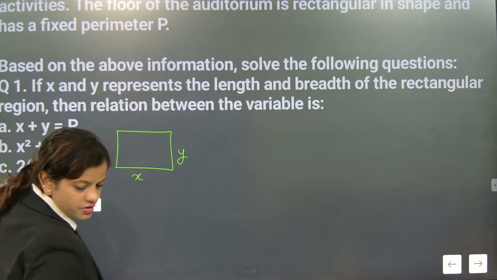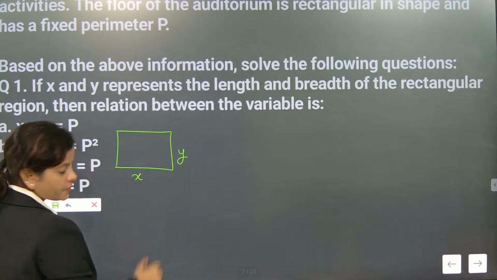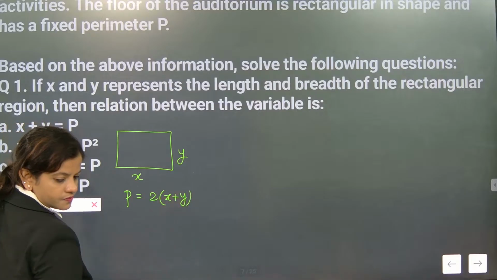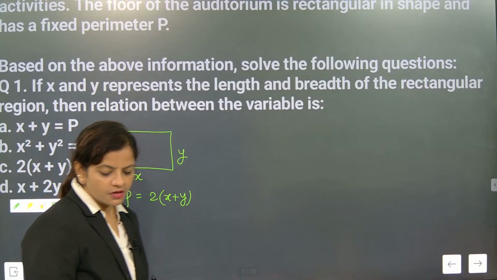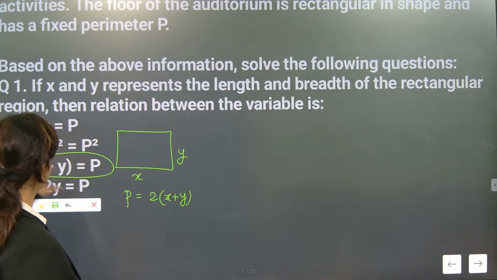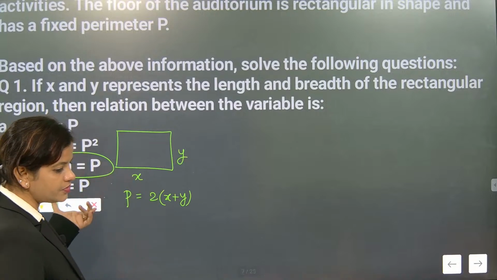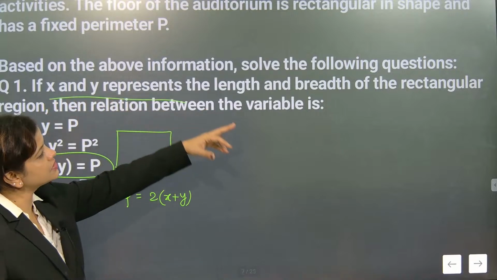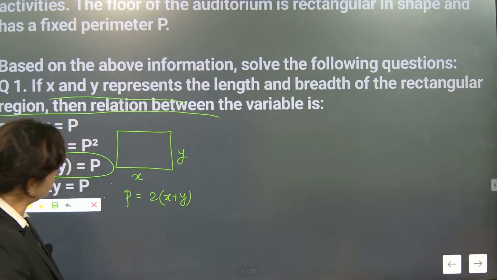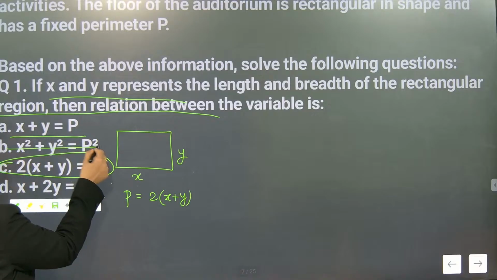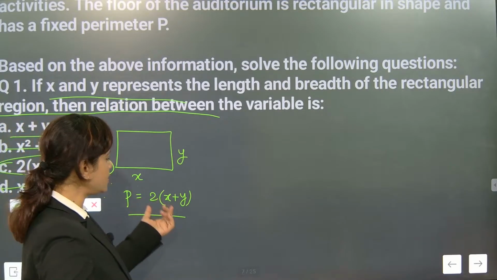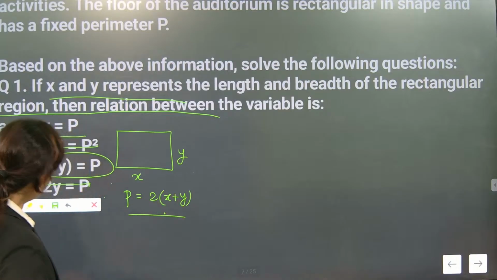Since it is in the shape of a rectangle, what is the perimeter? Perimeter is equal to 2x plus 2y. Got it? This part is done. Directly we can write. So this is the correct relation. Perimeter of the entire auditorium can be judged with the help of this. How can we generate the correct relationship? This is not the correct relationship. This is not the correct relationship either. Perimeter is the sum of all sides, that is 2 into length plus width. This part is the correct answer.